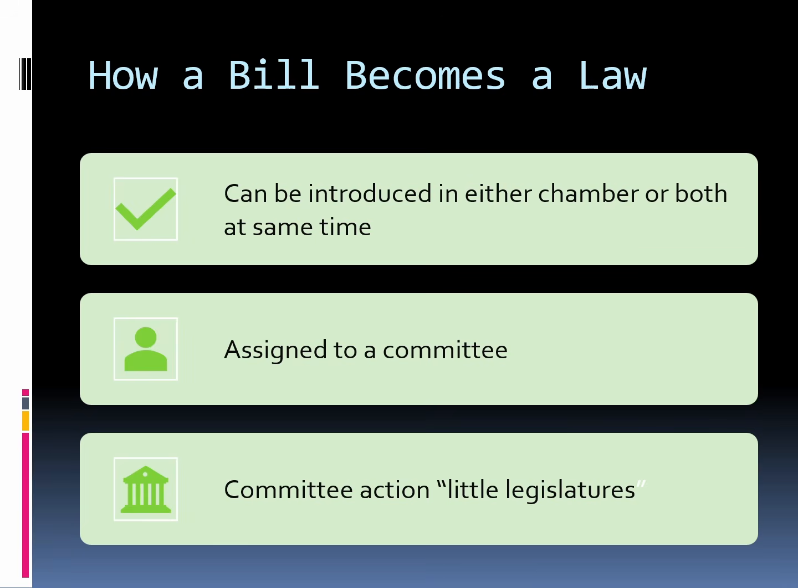All right, so let's go through the process of how a bill becomes a law then. In Texas, a bill can be introduced in either chamber or both chambers at the same time. It can be introduced in the House or in the Senate or both at the same time. Once it's introduced, it's assigned to a committee. Being assigned to a committee depends on whether or not they want that particular bill to pass. It goes into these subcommittees, or the little legislatures, for committee action where they actually do the work.